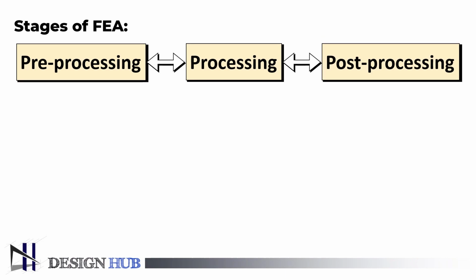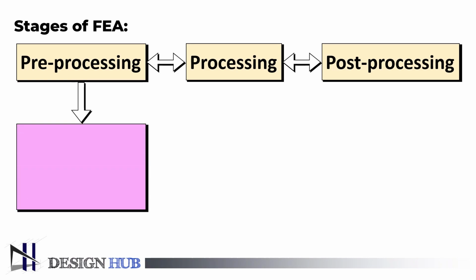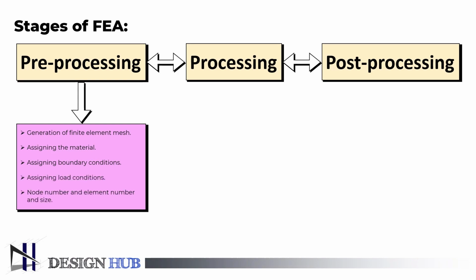Pre-processing refers to the process of preparing input data for finite element analysis. In this phase, the geometry of the finite element model is established. The model is also subject to the various situations and features like generation of finite element mesh, assigning the material, assigning boundary conditions, assigning load conditions, node number and element number and size.